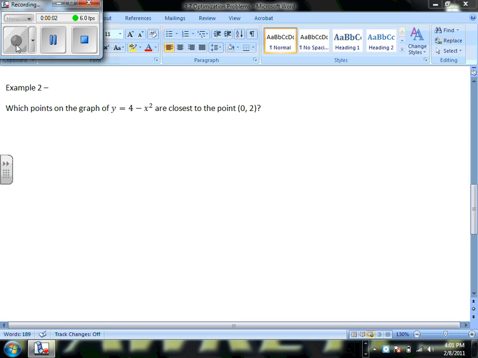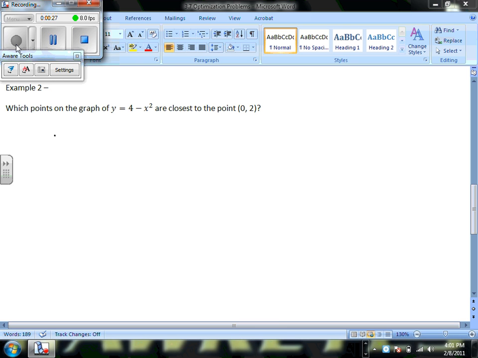All right, example 2 of 3.7, another optimization problem. And what I'm going to do in this one is I'm actually going to minimize something. It says which points on the graph of y equal to 4 minus x squared are closest to the point (0, 2). We want closest, so that's saying we're minimizing. So we want to minimize distance. We're going to minimize our distance.